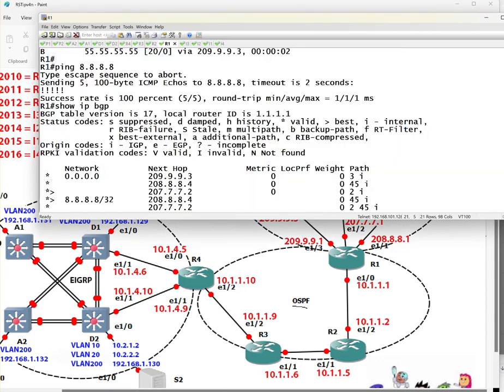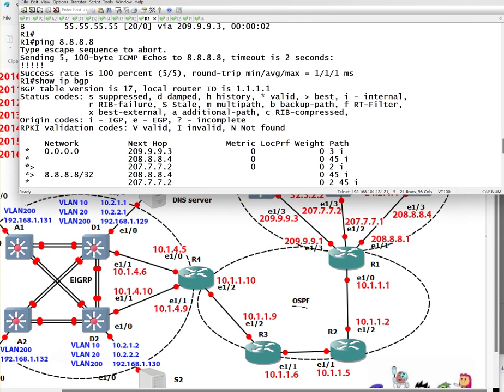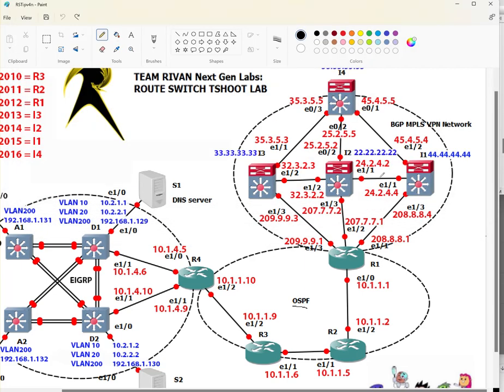Okay, guys, we have a problem. Yes, we have successfully configured all of the routing protocols here. We have BGP, OSPF, EIGRP, and static route. But the problem is they don't talk to each other because they have different routing protocols. For example, only BGP will talk with BGP, only OSPF will talk with OSPF, and only EIGRP will talk with EIGRP.